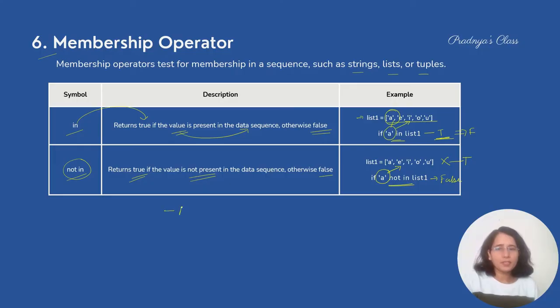The first one is the arithmetic operator. The second one is the relational operator. Third, we studied the identity operator. The fourth one is the logical operator. The fifth one is the bitwise operator. And at the last, we studied membership operators.